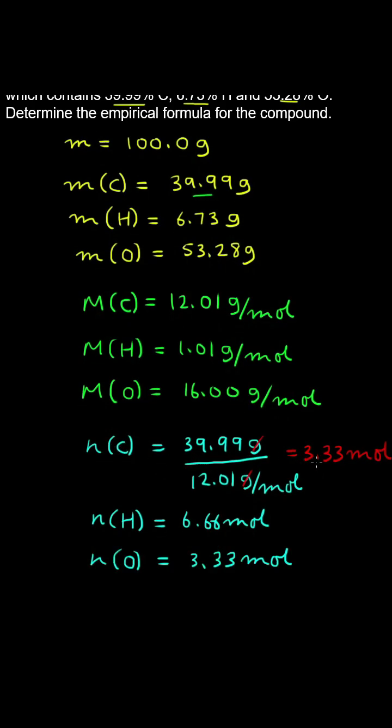And therefore if we divide the number of moles by the smallest value, we get the following whole number ratio of carbon to hydrogen to oxygen. So therefore our empirical formula is CH2O.